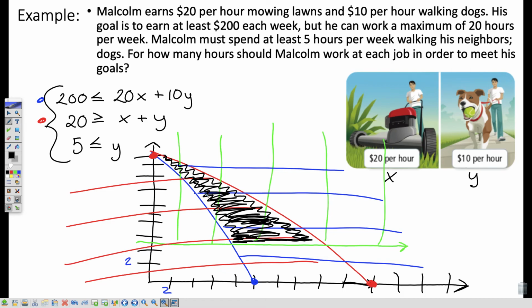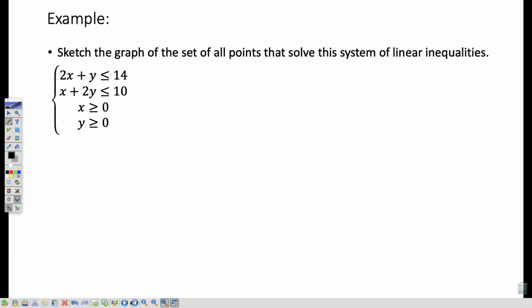Okay, so now let's do one where we don't have to write the equations. Would that be nice? This is our last example for today. But this one has how many? 4. So how many paths am I going to have this time? 4. Okay.